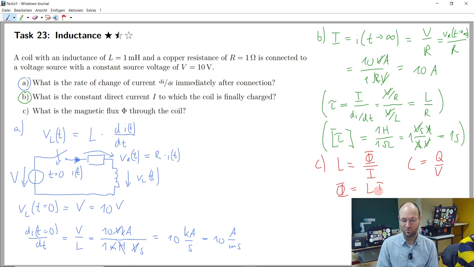just multiplying the inductance and the current. And so we have 1 millihenry multiplied with 10 ampere. Henry once again is volt seconds divided by ampere, so ampere will cancel each other, and we get 10 millivolt seconds. And volt second is the unit for the magnetic flux. You can also rewrite this as Weber, but you could also just leave it like this. So for the magnetic flux, you have volt seconds. Remember, for the charge, we had which unit? Ampere second, which could be rewritten as Coulomb, and the volt seconds can be rewritten as Weber. Okay, and that's more or less the solution for this exercise task here.